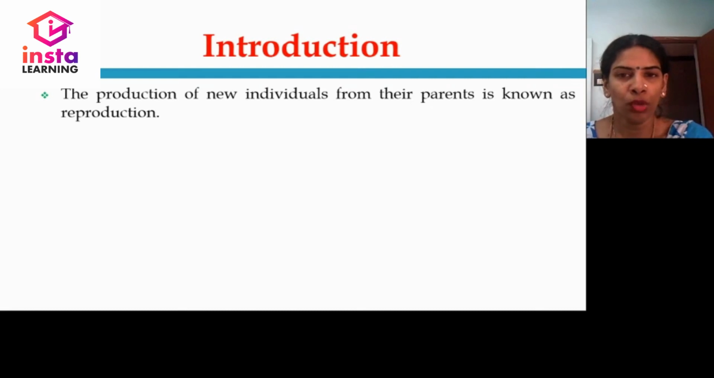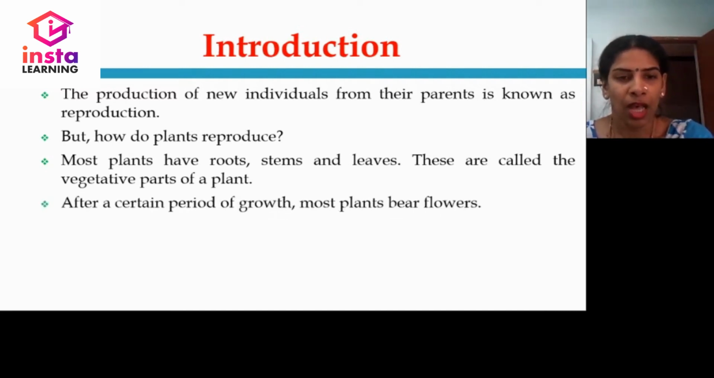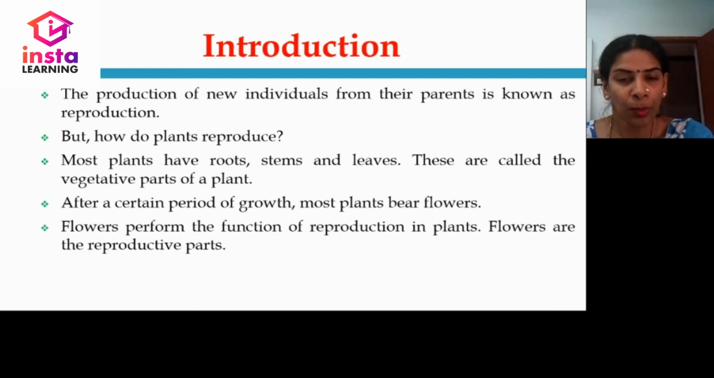The production of new individuals from their parents is known as reproduction. But how do plants reproduce? Most plants will have roots, stems and leaves. These parts are called vegetative parts of a plant. After a certain period of growth, most plants will bear flowers. Flowers perform the function of reproduction in plants. So, we say that flowers are the reproductive parts.